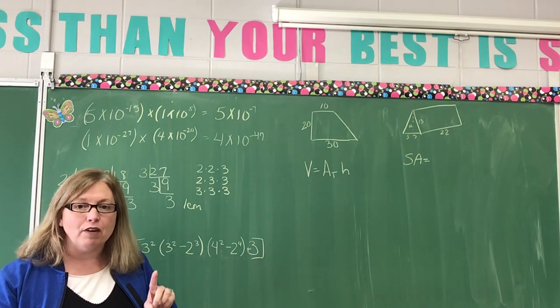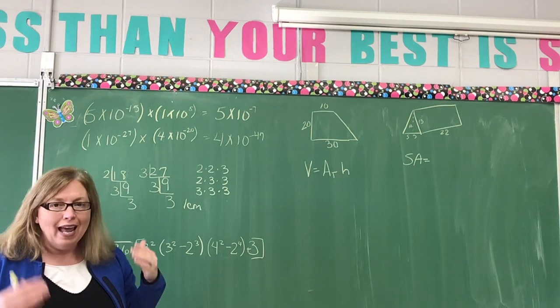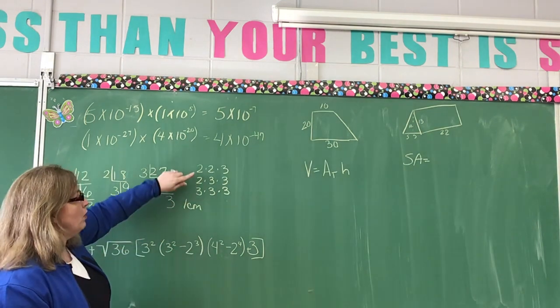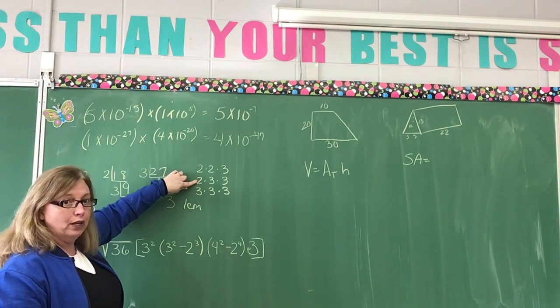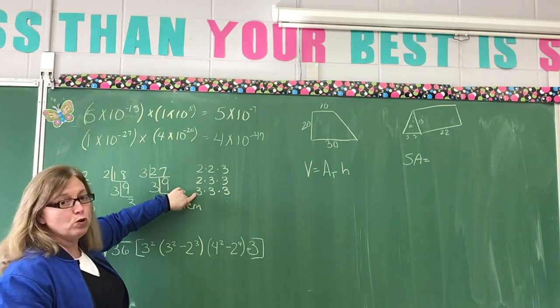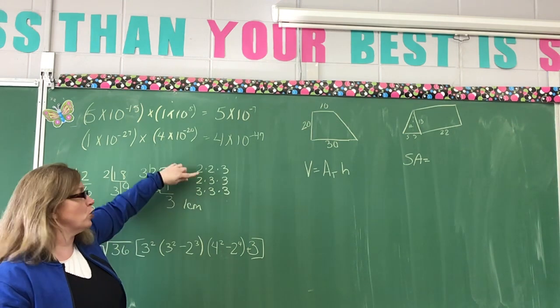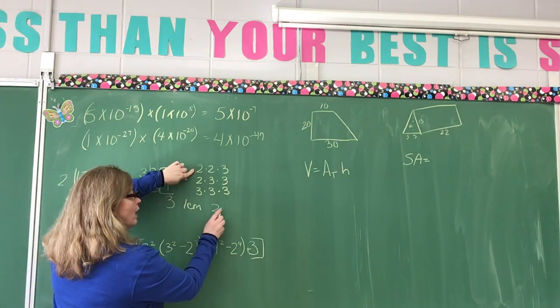Then I ask myself, which number, 12, 18, or 27, has the most of those factors? So the first factor is 2. There are 2 2's in 12. There's 1 2 in 18 and 0 2's in 27. So who had the most 2's? The number 12. Since 12 has 2 2's, I write 2 down here.